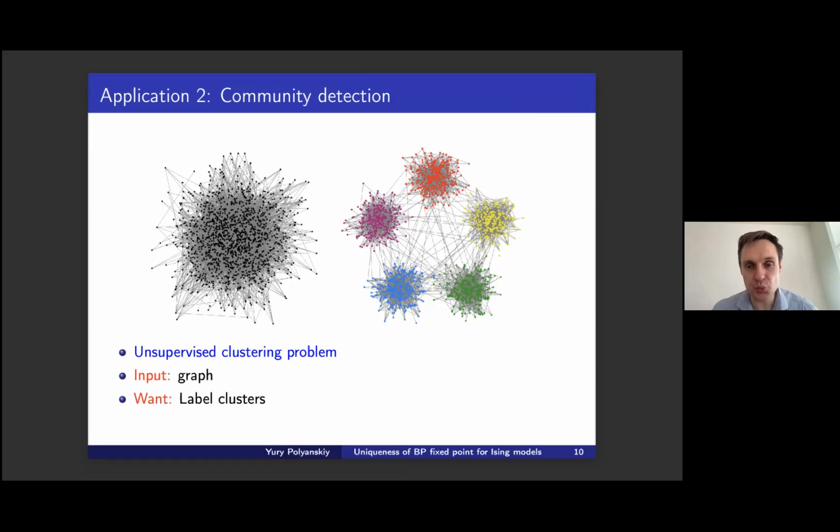And the question is, you want to select dense clusters. For example, it could be communities on the social network. This could be communities organized by neighborhood or by sharing political views or something like that. And you want to convert the graph on the left into a graph on the right. Such problems are known as community detection.